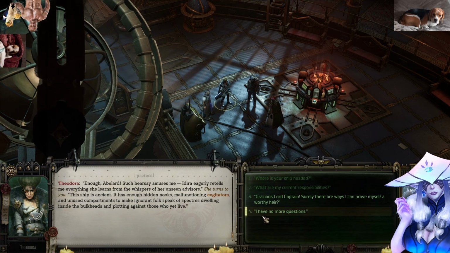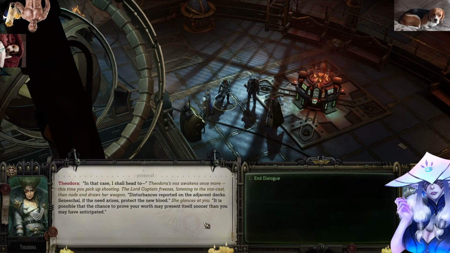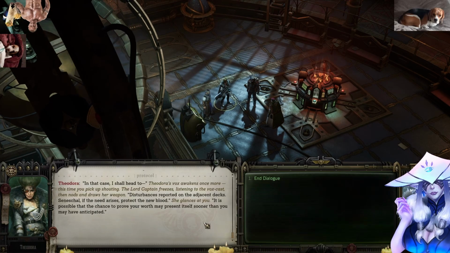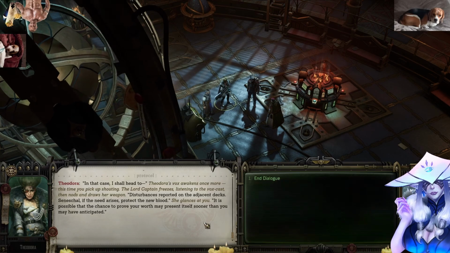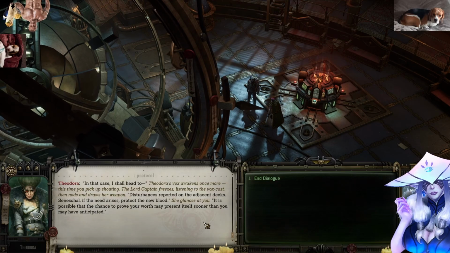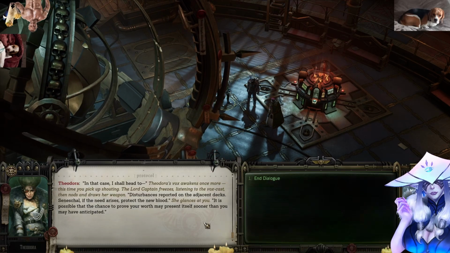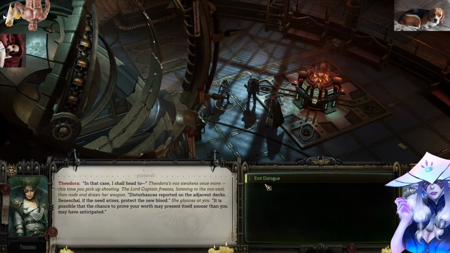Well, got no more questions then. In that case, I shall head to... disturbances reported on the adjacent decks. Seneschal, if the need arises, protect the new blood. It is possible that the chance to prove your worth may present itself sooner than you may have anticipated.